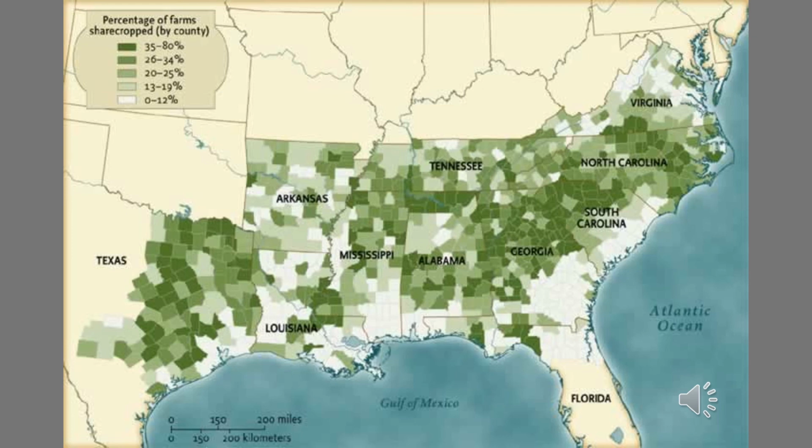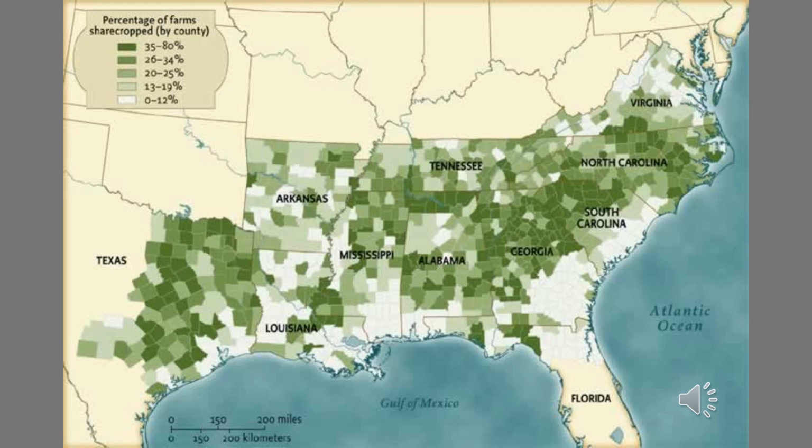This map shows you the density and prevalence of sharecropping in the South during the late 1800s and early 1900s. The darker the green, the higher the percentage of farms in that county that were sharecropping farms. And so you can see that in Georgia and Alabama, you have this string of really dark green running through both states, and in South Carolina and North Carolina as well. This was what was known as the Black Belt of Alabama and Georgia and South Carolina.